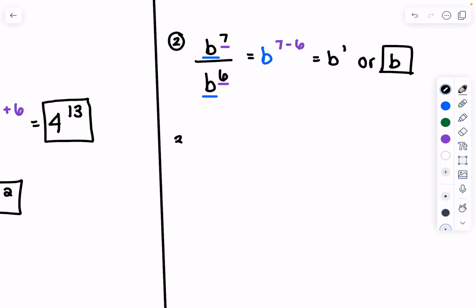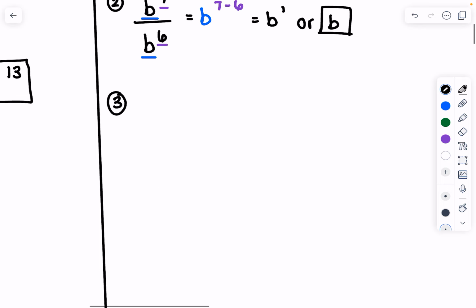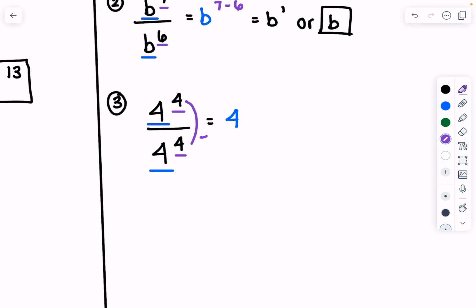Let's try a funkier example. What about this? We have 4 to the power of 4 divided by 4 to the power of 4. Right away, some of you might say, I know it's 1, right? Anything divided by itself is 1. If you are unsure, follow the same procedure. I'm going to underline my base in blue and my exponents in purple. I am going to take my base, which is 4, and try not to get confused. There's a lot of 4s here. And then you're going to take 4 minus 4.